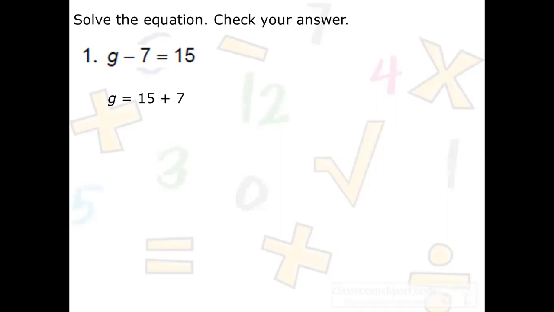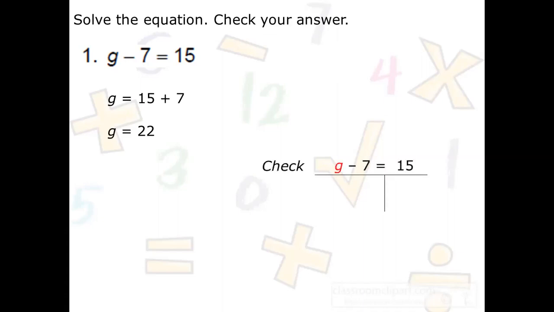You all know how to solve these questions now, right? You have to do the opposite. If the equation says minus, you have to add. If the equation says add, you have to minus. So g minus 7 equals 15 will become g equals 15 plus 7, because the negative 7 will become plus 7. So that's going to give you g equals 22.